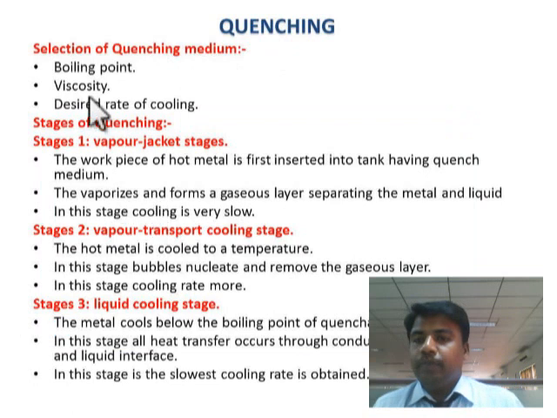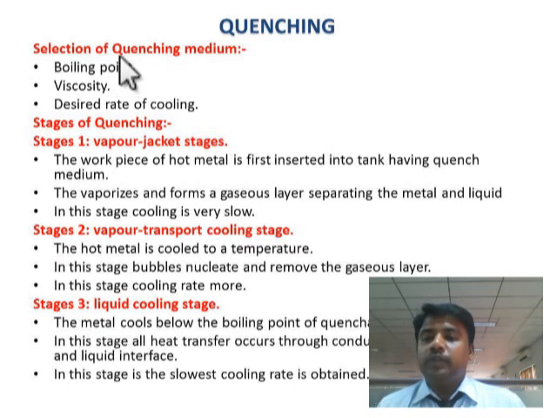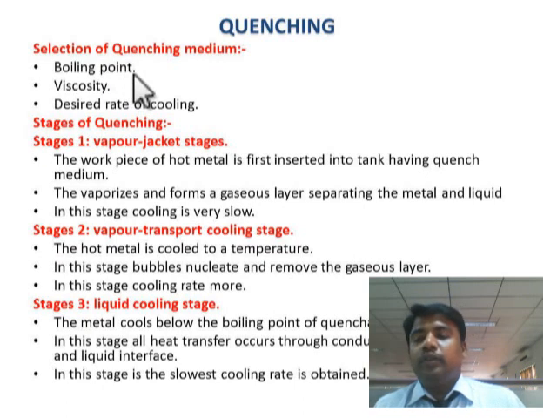The selection of the quenching medium depends on three points you have to maintain: first, the boiling point, then the viscosity of the quenching medium, and the desired rate of cooling. The boiling point should be high compared to the temperature of your metal. If the boiling point is less than the temperature of the metal, the oil gets splashed.